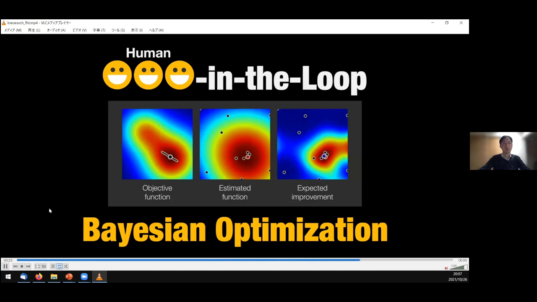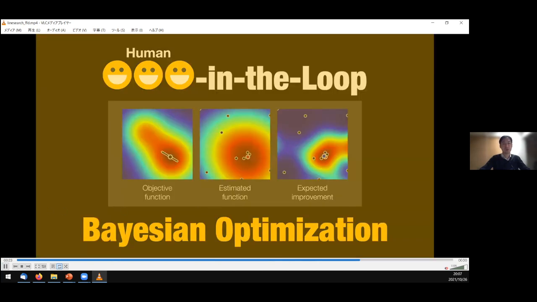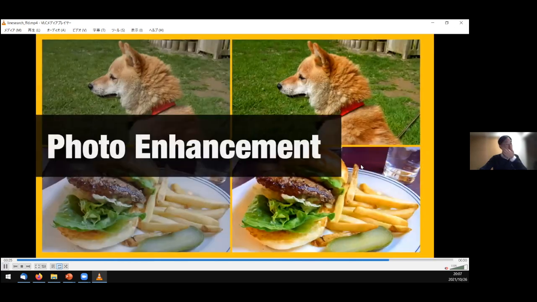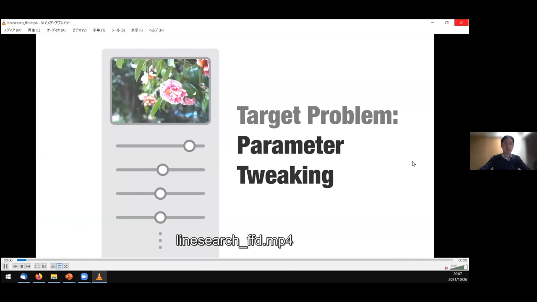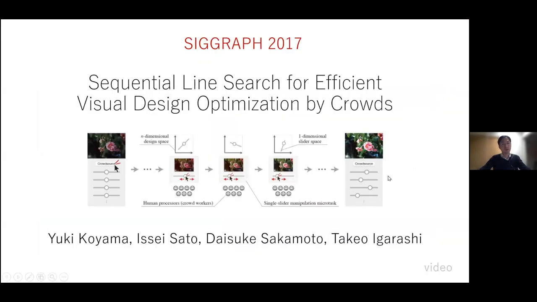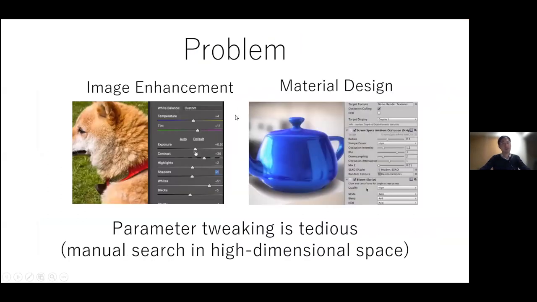So this is applicable to photo enhancement, to material design, and so on. So this is just a teaser. Okay, so let's explain step by step. So the target problem here is parameter tweaking.